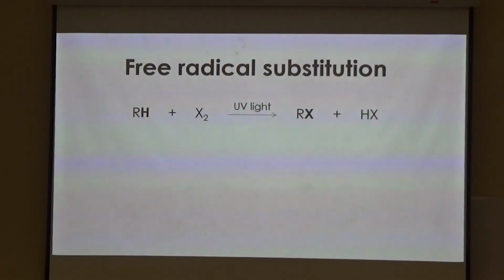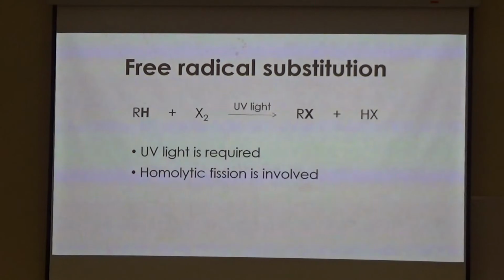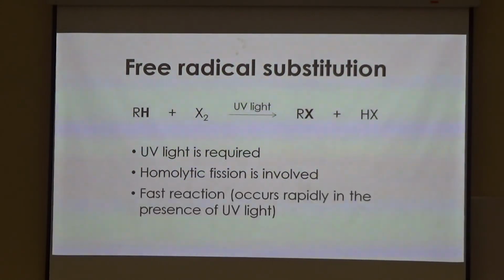So just to give you a little bit about free radical substitution, you have your RH, which is your alkane, reacting with your X2. You need the UV light, like mentioned, because it only occurs under harsh conditions. It is homolytic fission. If we're going to look at the mechanism later, we're going to talk about it. And then it is a fast reaction. It occurs rapidly in the presence of the UV light.